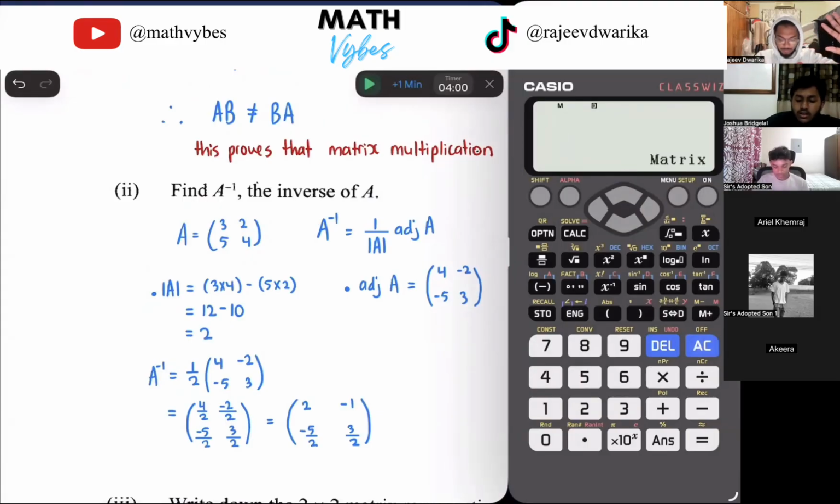I'm going to clear my screen now. If I want to access the matrix, I'm going to press option. I'm going to press 3 for matrix A. Then I'm going to press multiply. I'm going to press option again, press 3 for matrix A, and then press the button for the extra power, and put the power -1, close bracket.